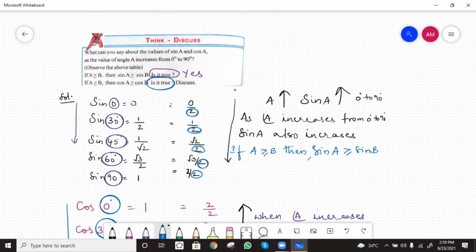False. For cos, it is not true. We have given the reason also. Clear? So as the angle increases from 0 to 90 degrees, sine A increases, but cos A decreases. Isn't it? Okay, you remember this result. So this is about think and discuss.